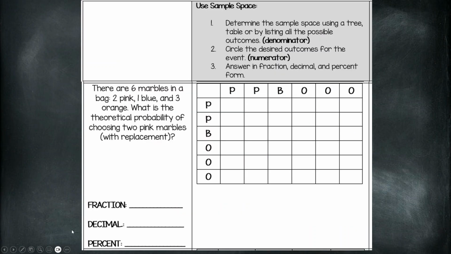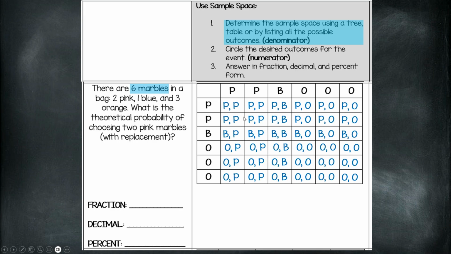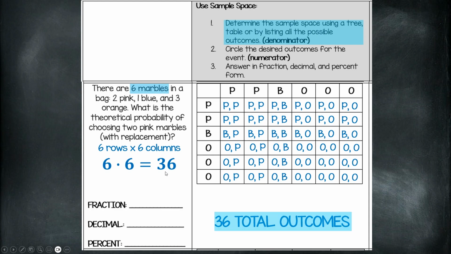All right, we're going to do a little bit more practice. Here there are 6 marbles in a bag. There are 2 pink, 1 blue, and 3 orange. We want to know what is the theoretical probability of choosing 2 pink marbles. First thing we did was complete our table for our sample space so we could list all of our possible outcomes. Again, we have 6 rows and 6 columns, so we have 36 possible outcomes.